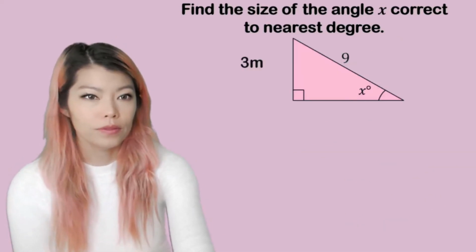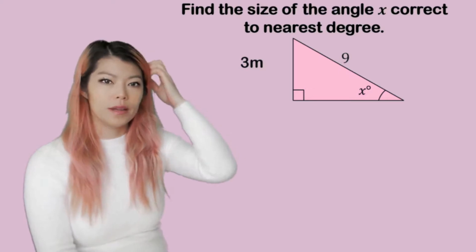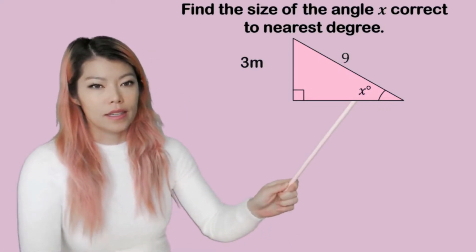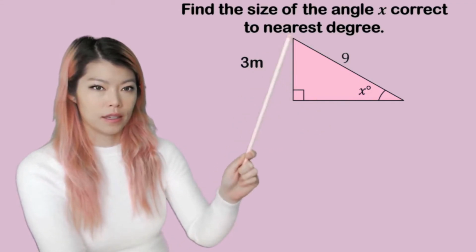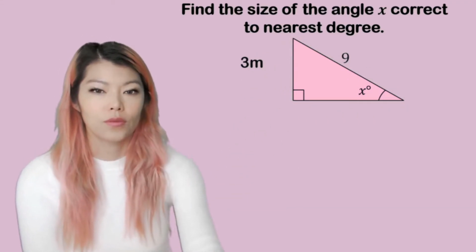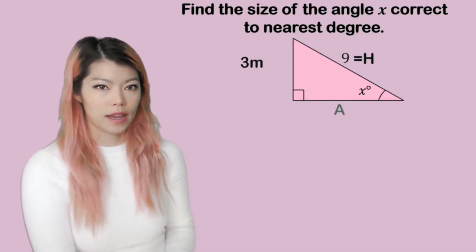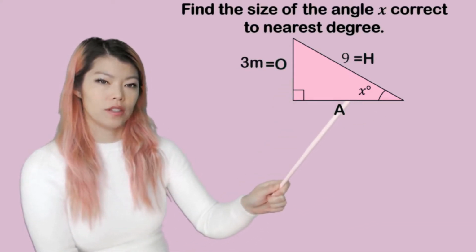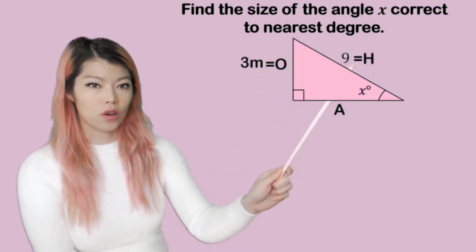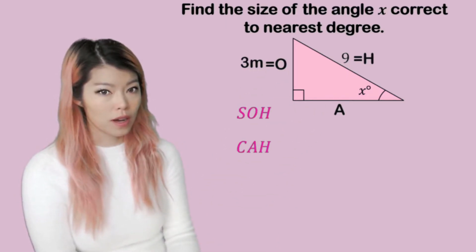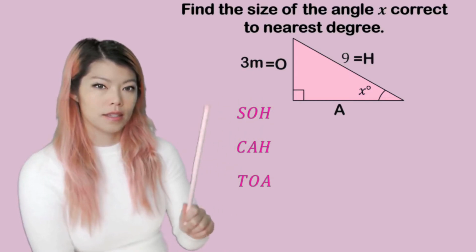Next example. This should all be revision. Again, find the angle. First step, what do we do? Label it. So that is obviously the hypotenuse. And we have the 3 as our opposite, and adjacent is next to the x, which is over there. So we see that we're looking at O and H. So out of SOHCAHTOA, we are looking at sine.